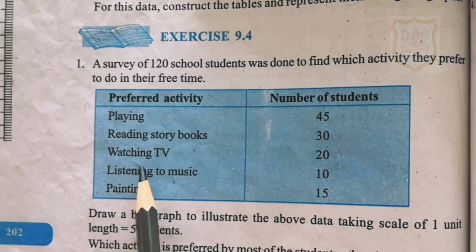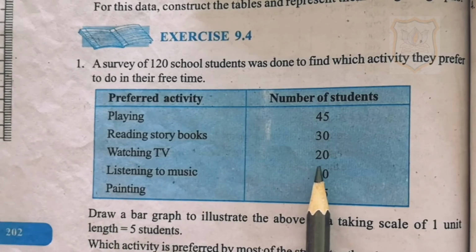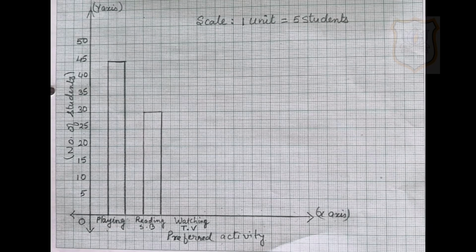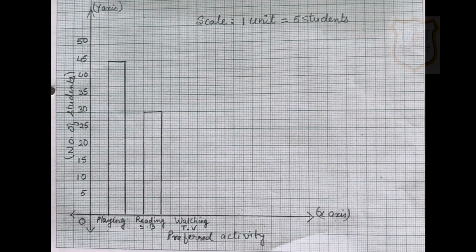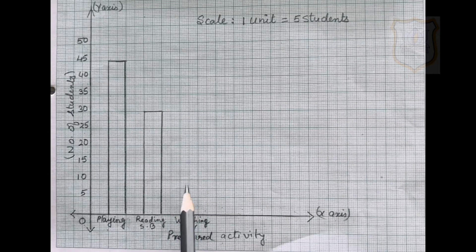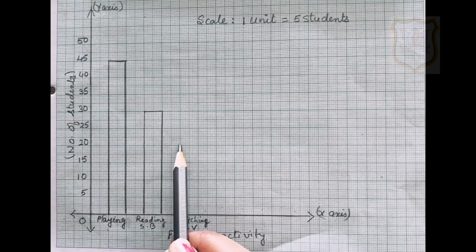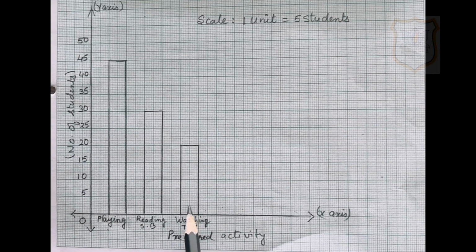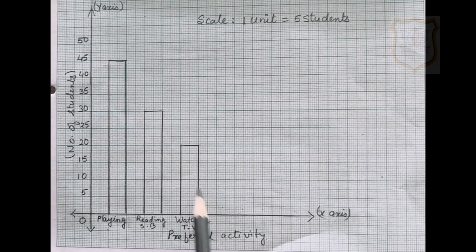Next, preferred activity, watching TV. 20 students preferred watching TV. So this much is 5, 10, 15 and this much height will represent students preferred watching TV. Students, we will draw a vertical bar in this way, which will represent that 20 students preferred watching TV.